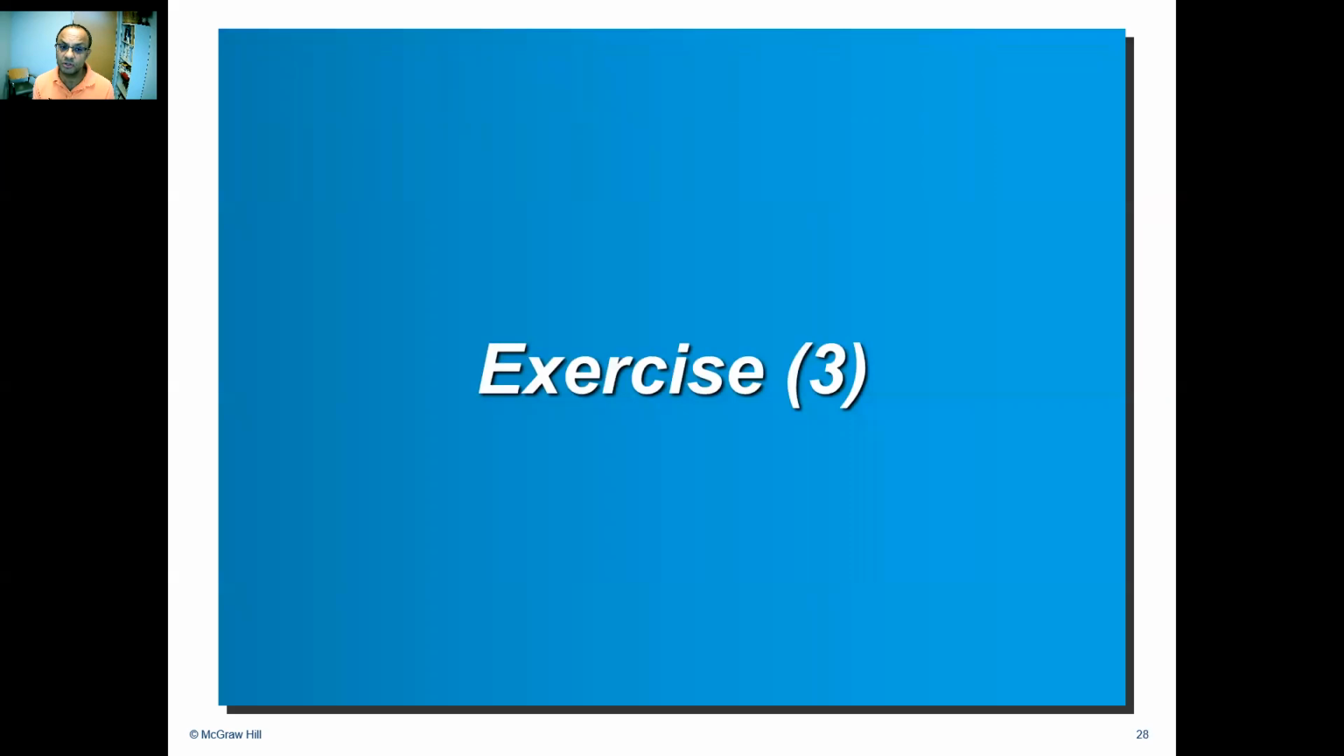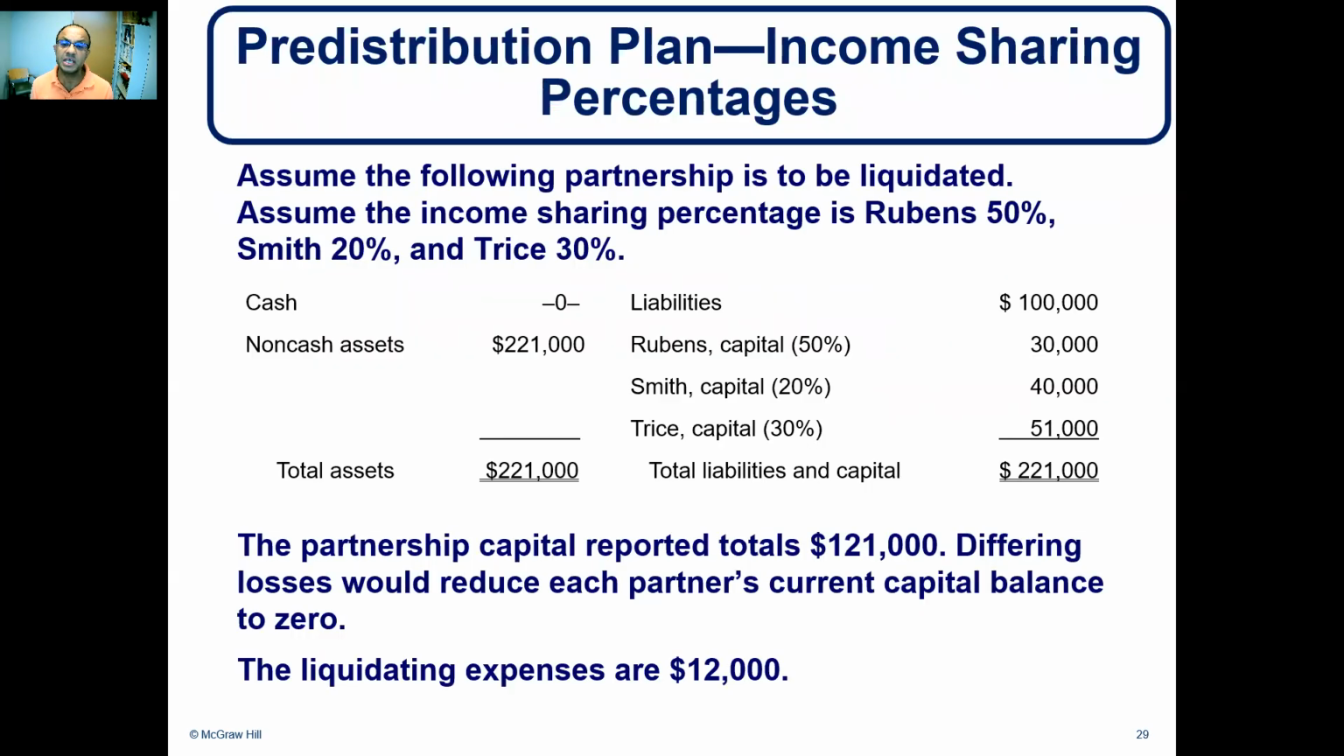So let us take a look at this exercise where we see three partners, Robbins, Smith, and Price. Their capital balances are positive, and their income loss ratios are 50, 20, and 30%. The liabilities here are 100,000. The non-cash assets are 221, which we assume might be sold for a huge loss. And at the time of liquidation, the company is going to have 12,000 as liquidating expenses.